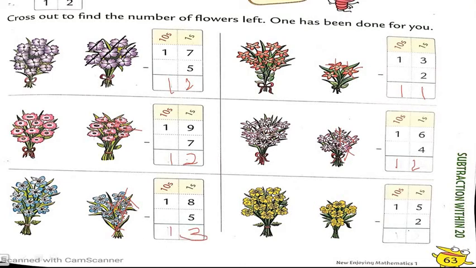Next is 15 minus 2. What should we do? As I told you, we have to cut 2 out of this. 1, 2. Now let's see what happens. How many flowers are remaining there? 1, 2, 3, 4, 5, 6, 7, 8, 9 and 10. 11, 12, 13.